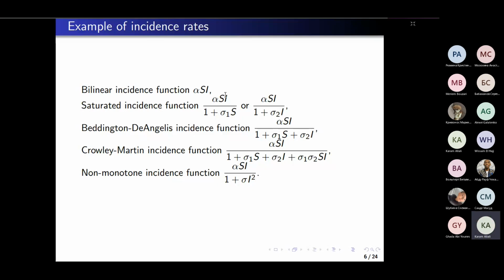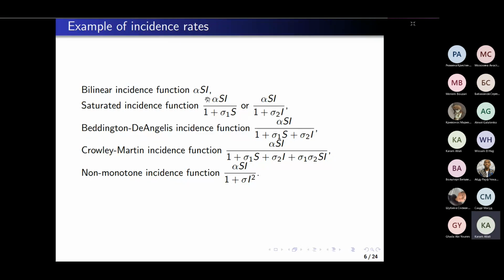Alpha SI divided by 1 plus sigma 1 S, or the second way, alpha SI divided by 1 plus sigma 2 I. What is the difference between the two saturated incidence functions? Here we divide by some expression depending on S, and here we divide by some expression depending on I.